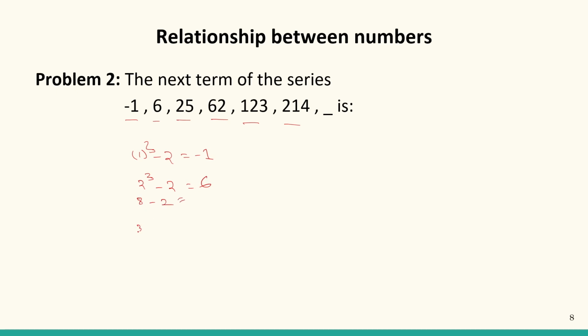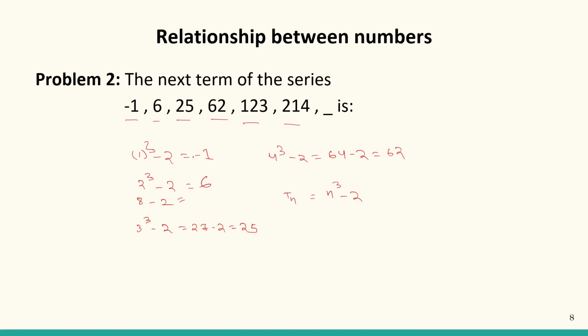Okay. So 3 cube minus 2, so 27 minus 2 is equal to 25. Then we have 4 cube minus 2, so this is equal to 64 minus 2 is equal to 62. So the sequence that I can figure out from here is that the general form would be n cube minus 2 for Tn, term n.